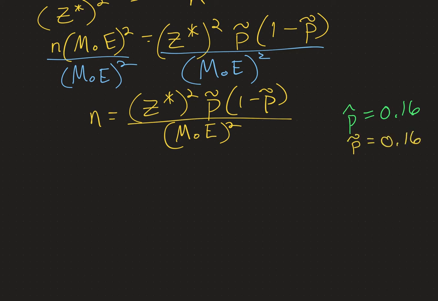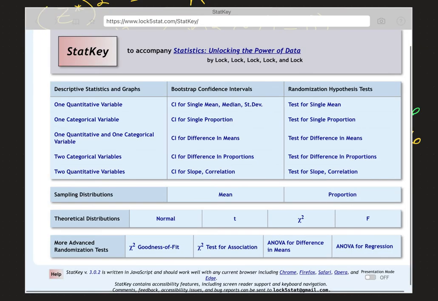Maybe it's changed, maybe it's not, but if that is the value, how many people should we have in our sample to provide a good estimate? 98% confidence level and a margin of error of only 2%. Well, let's plug in some values. N, don't know. We've got to go to StatKey to get our z star. And here we are. Let's go to the normal distribution.